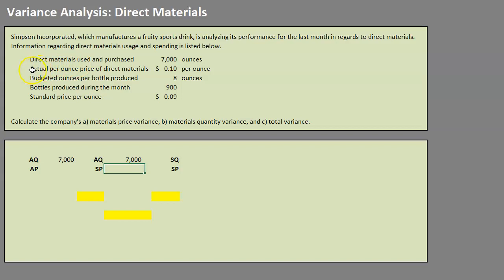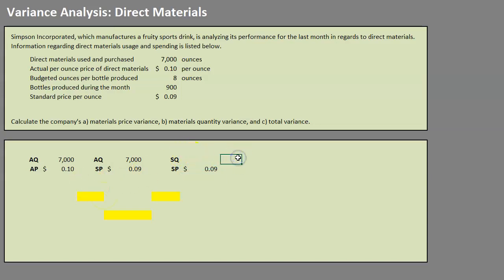Next is the actual per ounce price of direct materials. There is our actual price, our AP, and we only have one of those, so we just fill it in there. I'm going to skip the next two for now. This, in my opinion, is the hardest part for new students learning variance analysis, so I'm going to leave that for last. I'm going to go with this last part here, the budgeted price, the standard price per ounce. There's our SP. Everything thus far should have been self-explanatory.